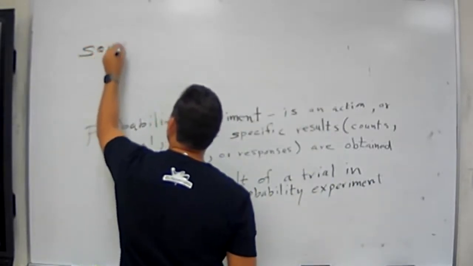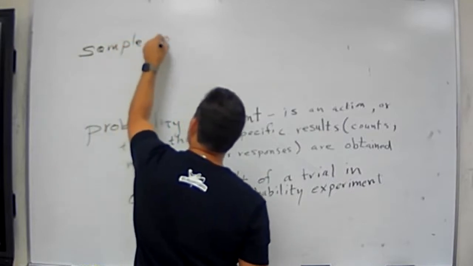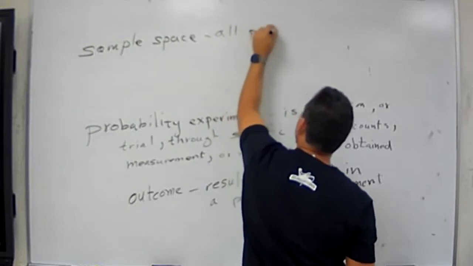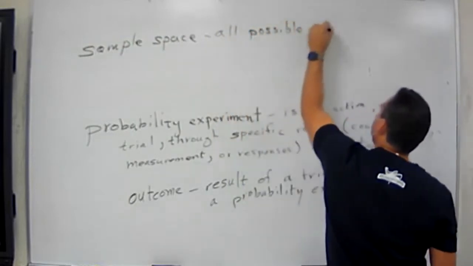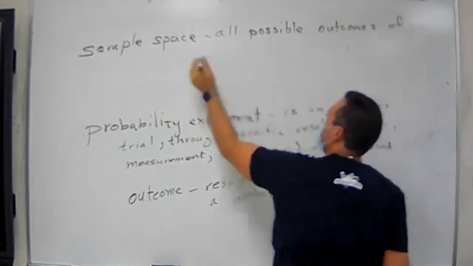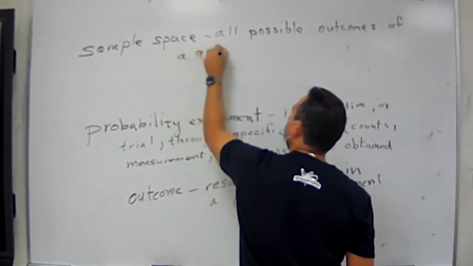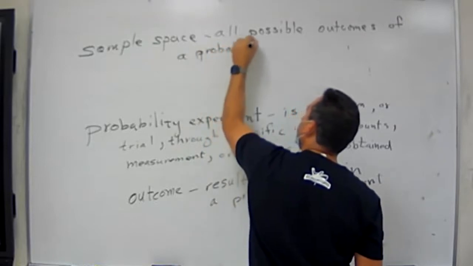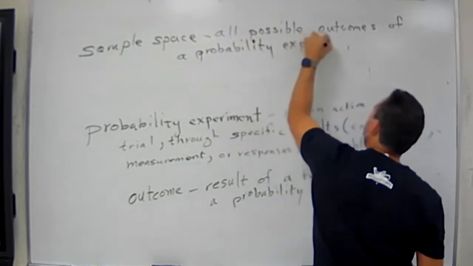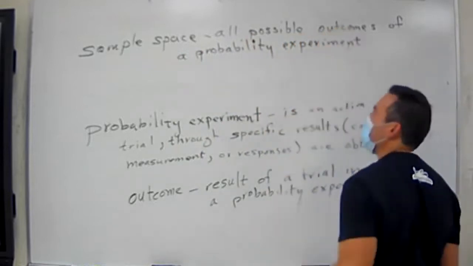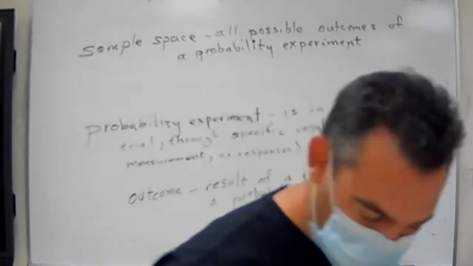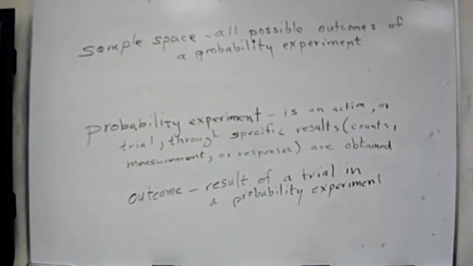So we have sample space, which are all possible outcomes of a probability experiment. That's a sample space.